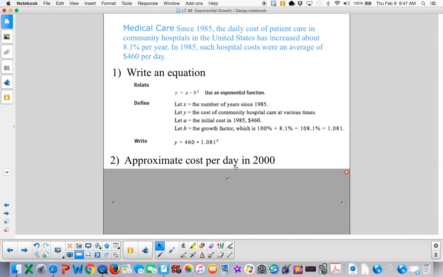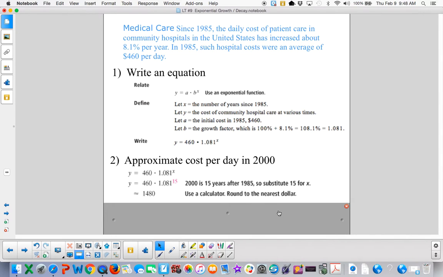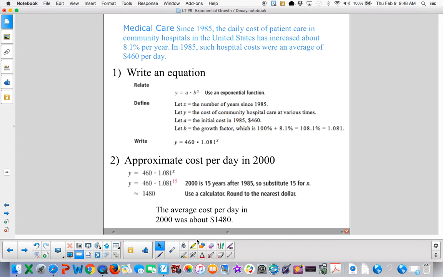If we want to approximate the cost per day in the year 2000, we would need to plug in 15, because that would be 15 years later. And when we plug in 15, we get $1,480. $1,480 is how the cost has increased.